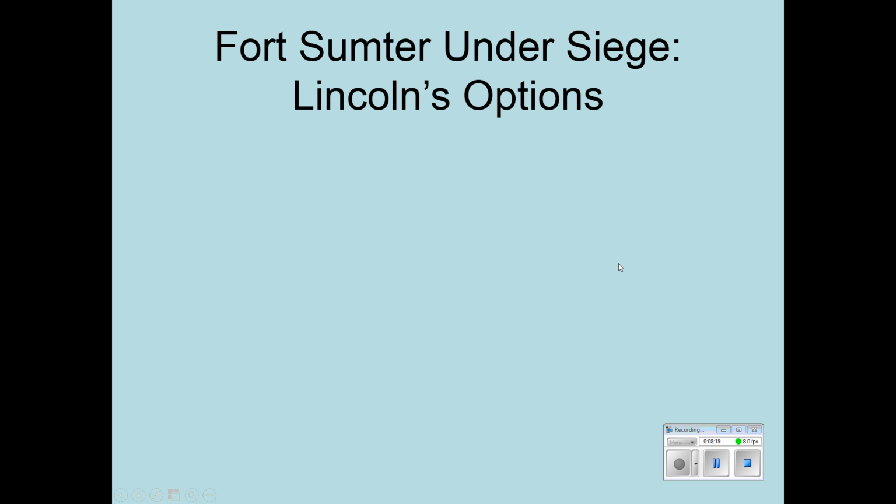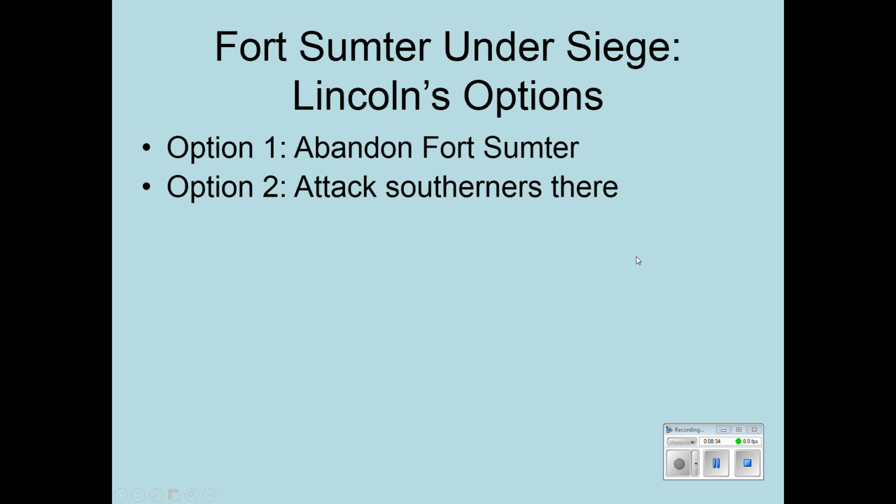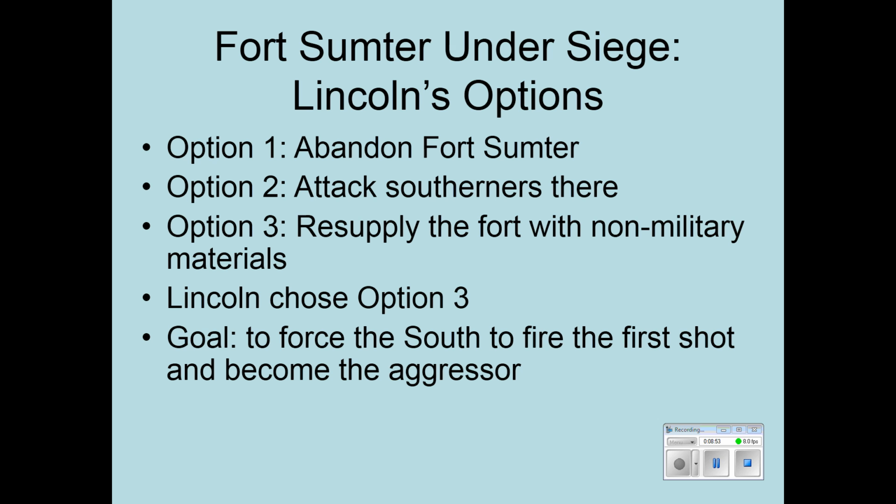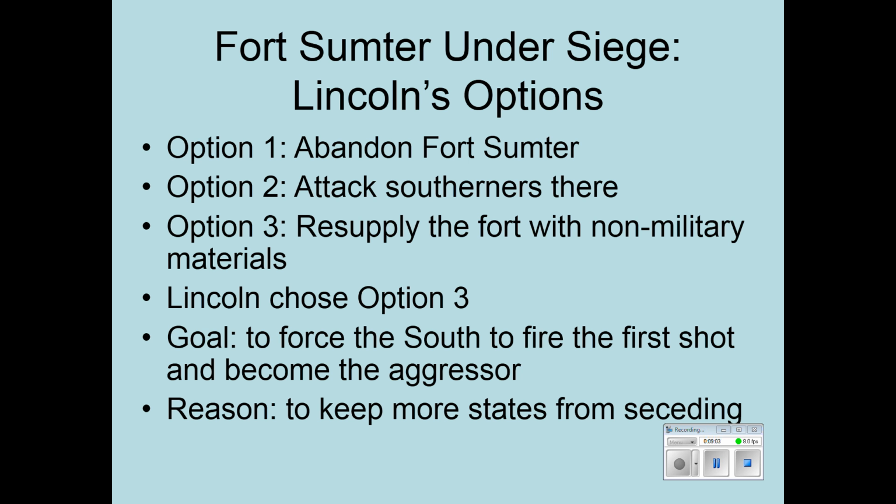Now, when Fort Sumter was under siege, Lincoln had 3 options. He could abandon it, just let it go. He wasn't willing to do that because it was a United States fort, and that would suggest weakness. He could attack Southerners there, but he didn't want to do that because he was afraid that that would drive other slave states out of the Union. He chose option 3, to resupply the fort with non-military materials, especially food, and to force the South to fire the first shot. Lincoln did not want to be the aggressor. And of course, the reason was to keep more slave states from seceding from the Union.